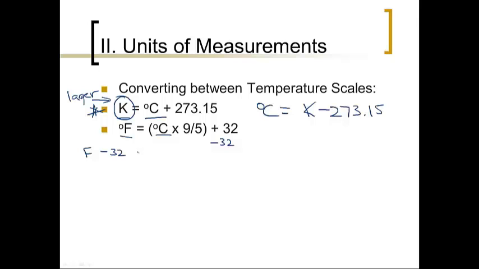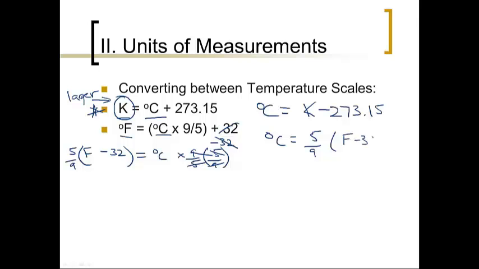And then that should basically leave you with degrees Celsius times 9/5. Okay. Now to get rid of this, just multiply both sides by 5/9 and multiply this by 5/9. Fahrenheit stays in parentheses. That cancels out, that cancels out. So degrees Celsius should be equal to 5/9 times Fahrenheit minus 32.